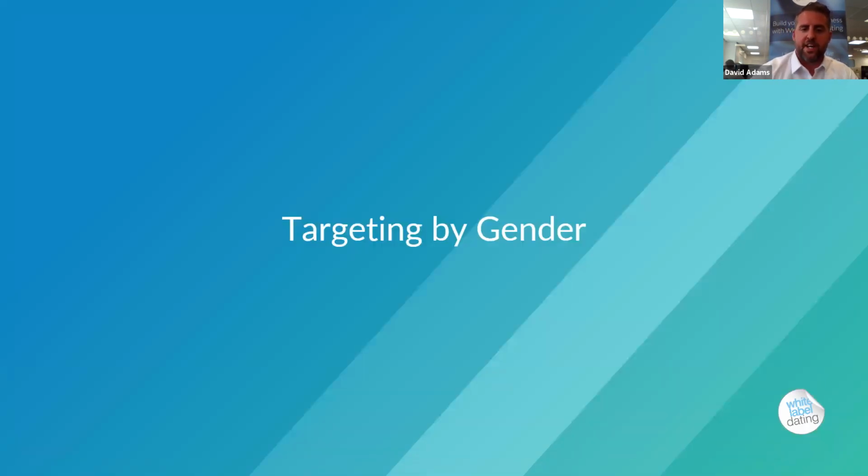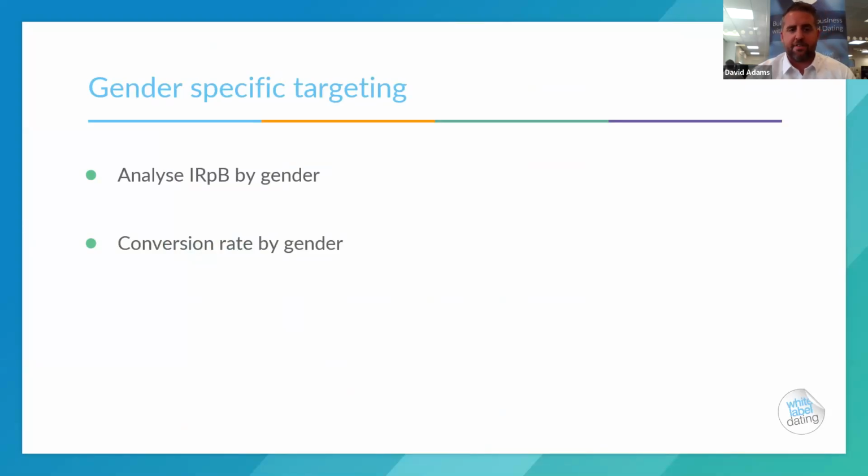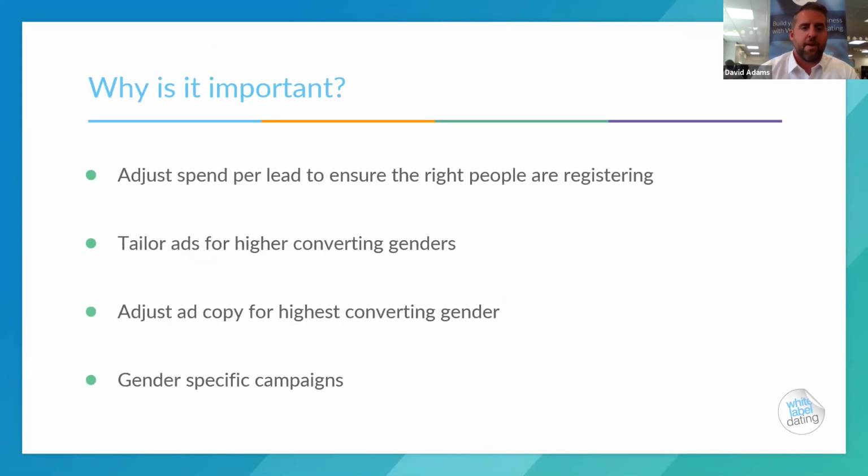Next phase is targeting by gender. Gender-specific targeting: analyze our initial revenue per basic by gender, total revenue per basic by gender, conversion rate by gender. The same metrics we're going to look at here, but just with different targeting, different demographics to look at. So why is it important? You can adjust your spend per lead to ensure the right people are registering. You can tailor the ads for the highest converting genders. You can adjust ad copy for the highest converting gender. And you can even create gender-specific campaigns, which I know that some of our partners do, and it works very, very well.